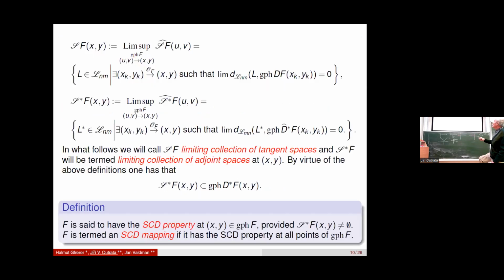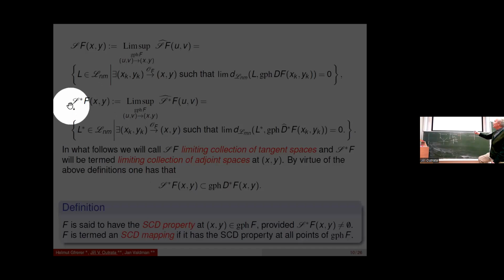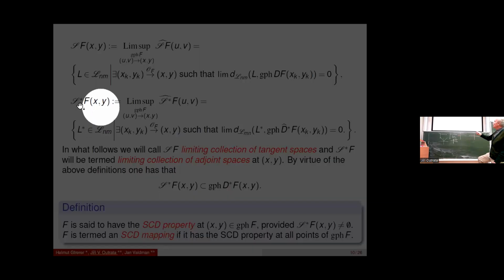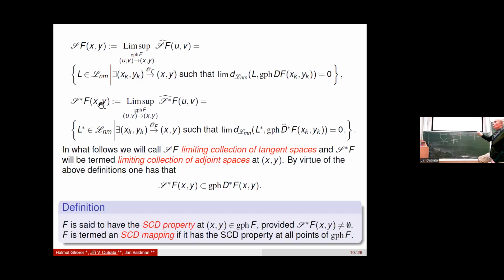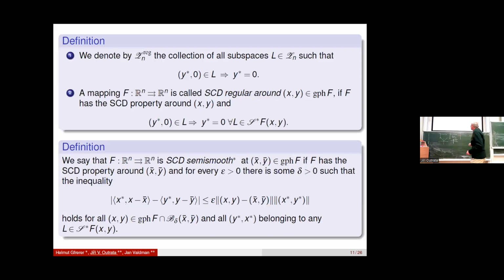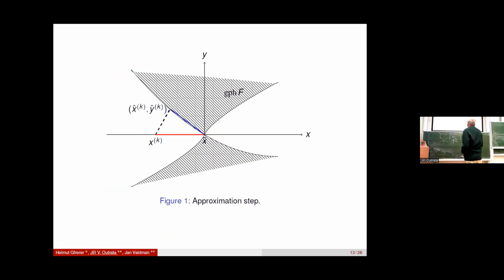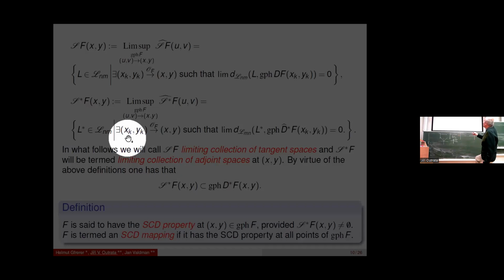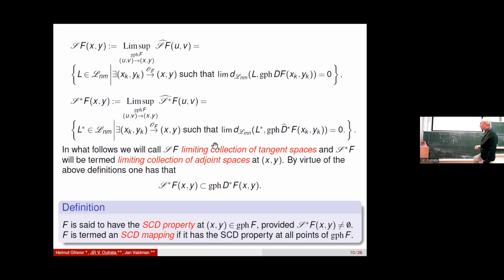In that case, we will be working with this mapping S star of F, where we associate with x and y a whole family of subspaces, which we obtain in this way. We let a sequence of points xk, yk in the set O of F converge to our point in question and take the limit of the corresponding subspaces. So what does it mean in this example?